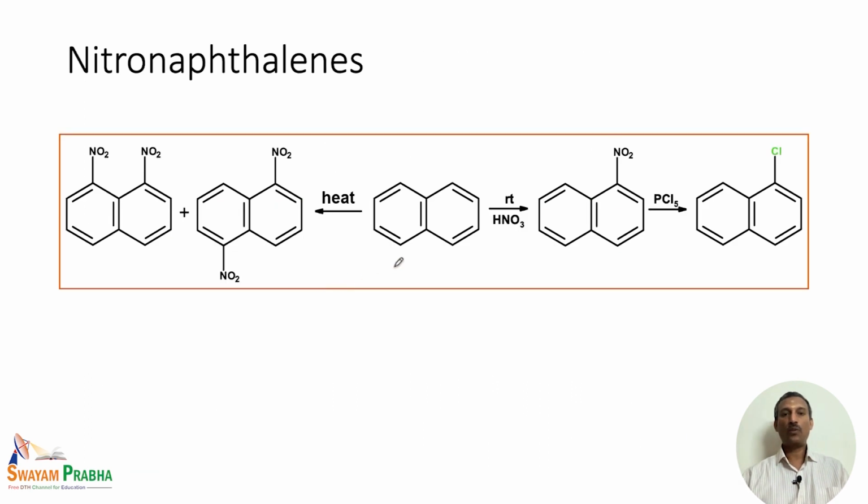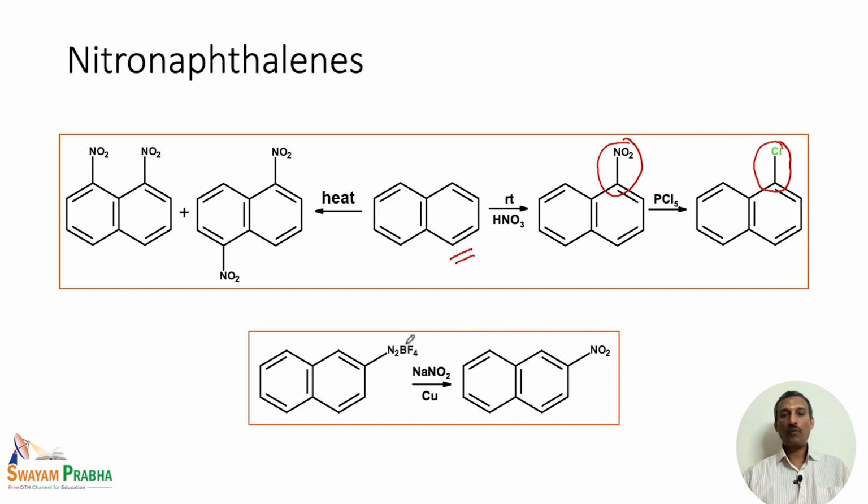Then the next one is nitronaphthalene. When we talk about the nitration reaction, the room temperature nitration of naphthalene leads to the 1 substituted product, and this 1 substituted product on treatment with PCl5 leads to the corresponding 1-chloro derivative. So this is another method of preparing halonaphthalenes. And if you use somewhat stronger conditions, then the nitration leads to different products. The 1,5 and 1,8 dinitro derivatives are formed. So depending on the condition, we can get mononitro or dinitro derivatives.